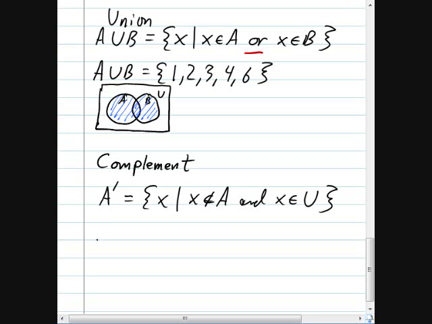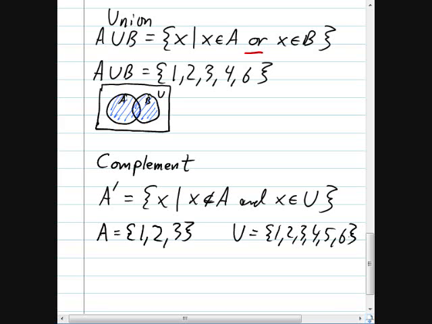So let's suppose we still have the same set A from above. A is {1, 2, 3}, the set containing those elements. And let's suppose that our universal set is the set containing 1, 2, 3, 4, 5, and 6. Then in this example, A complement is the set containing, so I need to find the elements of the universal set which are not in A: 4, 5, 6.